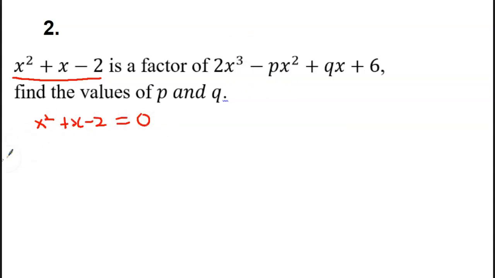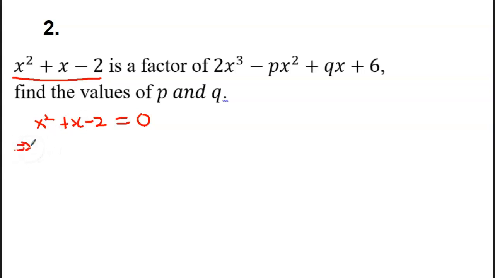So first, let's find the values of x. This is quadratic, so we use the method of factorization. Here the coefficient is 1. 1 times minus 2 is minus 2. So we are looking at factors of minus 2 that when we multiply, we get minus 2, but when we add, we get 1, the coefficient here. So the factors will be minus 1 and 2.